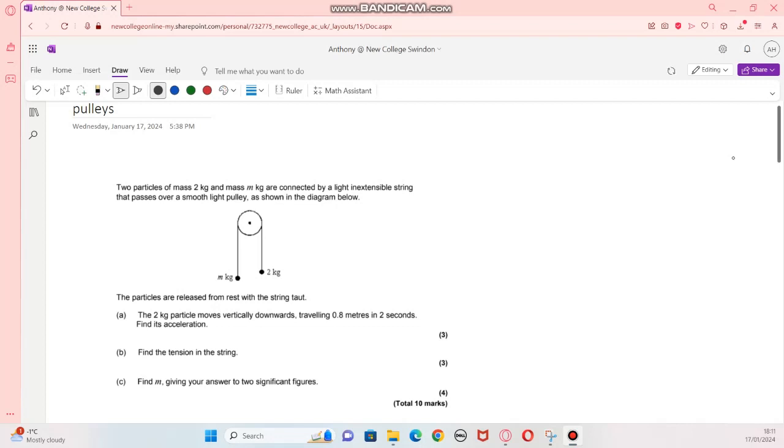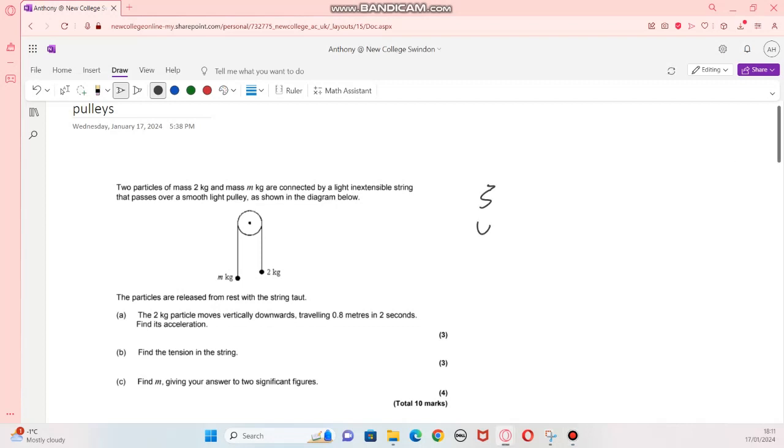Hello. This is going to be a video for pulleys for AS Maths and how to do them. Look at this first question. Two particles of mass 2 kilograms and mass m are connected by a light, inextensible string that passes over a smooth light pulley, as shown in the diagram below. The particles are released from rest with the string taut. The 2 kilogram particle moves vertically downwards, traveling 0.8 meters in 2 seconds. Find the acceleration. For part A, it's basically going to use SUVAT equations.